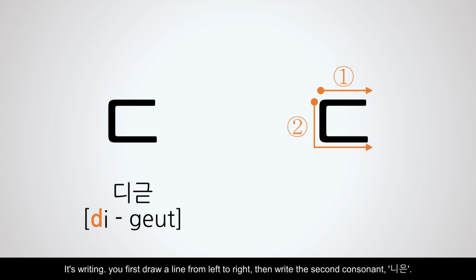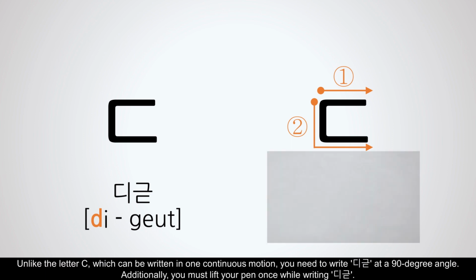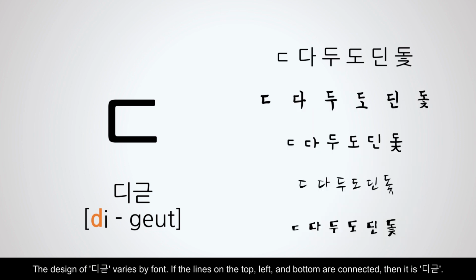It's writing. You first draw a line from left to right, then write the second consonant, neun. Unlike the letter C, which can be written in one continuous motion, you need to write 디귿 at a 90-degree angle. Additionally, you must lift your pen once while writing 디귿. The design of 디귿 varies by font. If the lines on the top, left, and bottom are connected, then it is 디귿.